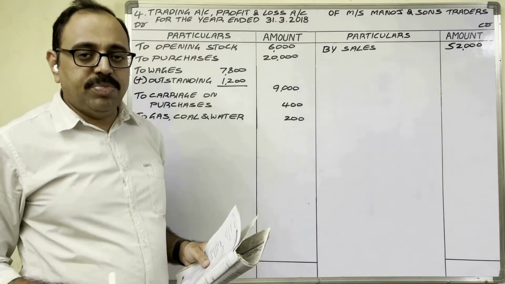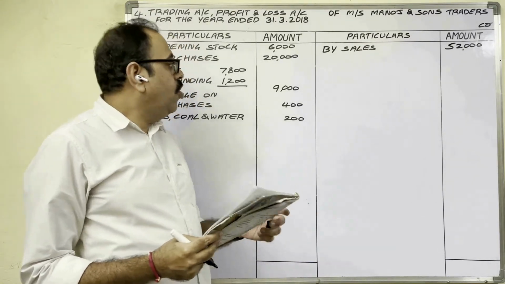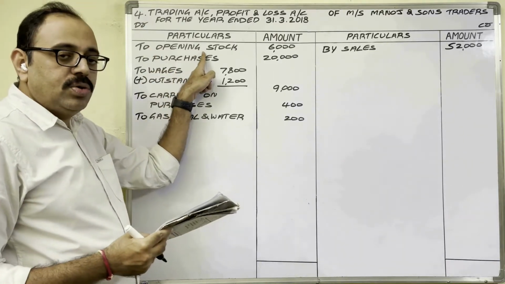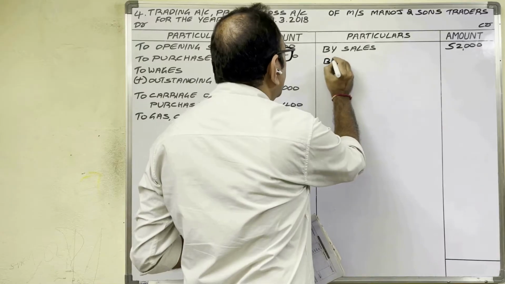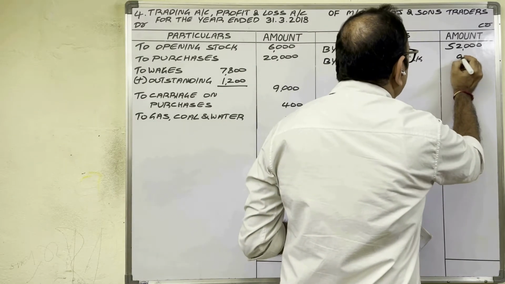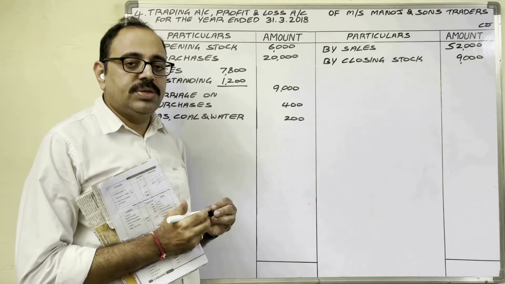Then come to adjustments. Only one amount. Closing stock. Opening stock we wrote on debit side. Closing stock we should write on credit side. By closing stock 9,000 rupees. So all amounts we have taken in trading account.